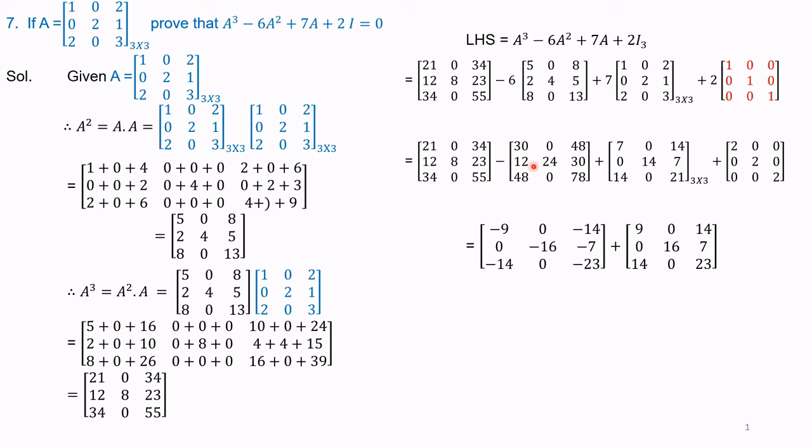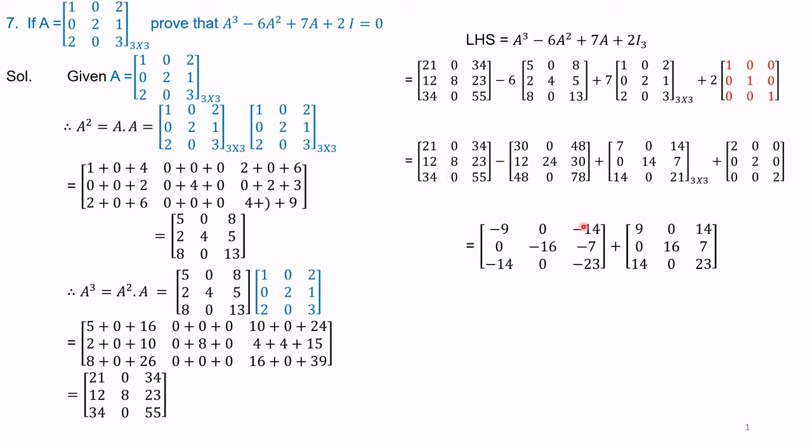12 minus 12 is 0. 8 minus 24 is minus 16. 23 minus 30 is minus 7. 34 minus 48 is minus 14. 0 minus 0 is 0. 55 minus 78 is minus 23. So we have simplified the first two matrices, that is A cube minus 6A square.